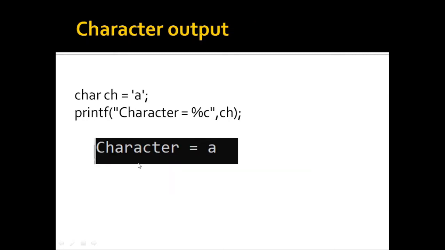How do we display a character? To display a character, we use %c. In this example, we have a character variable ch. We declared the variable character equal to a, and then printf character equals %c, ch. The ch will be substituted in this place here. So the output will be character equals a, because that's the value of ch.